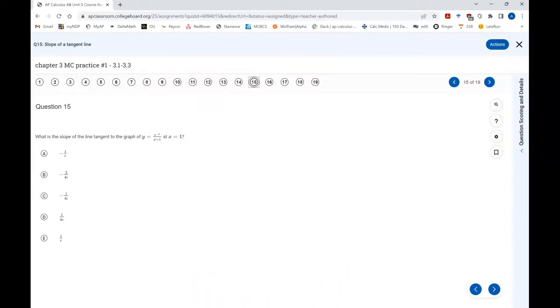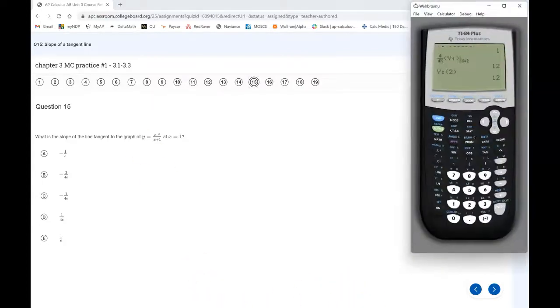Okay. So one thing worth pointing out is that this is a question you could do on your calculator immediately without having to do anything else. Now, this is not a calculator active multiple choice question, so you shouldn't actually be doing this. But if you were looking to just check, we could check this with our calculator.